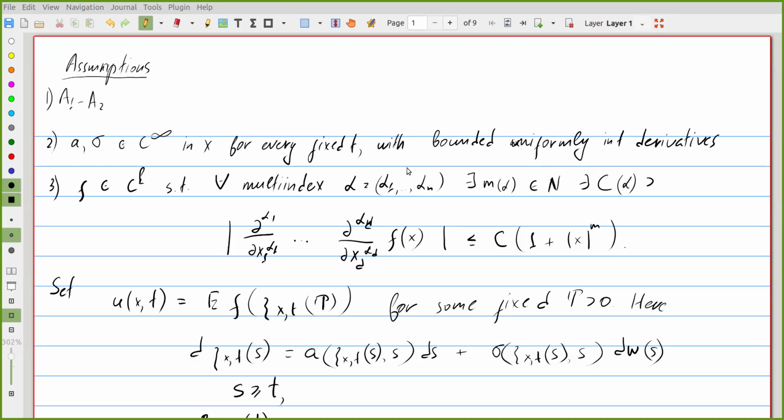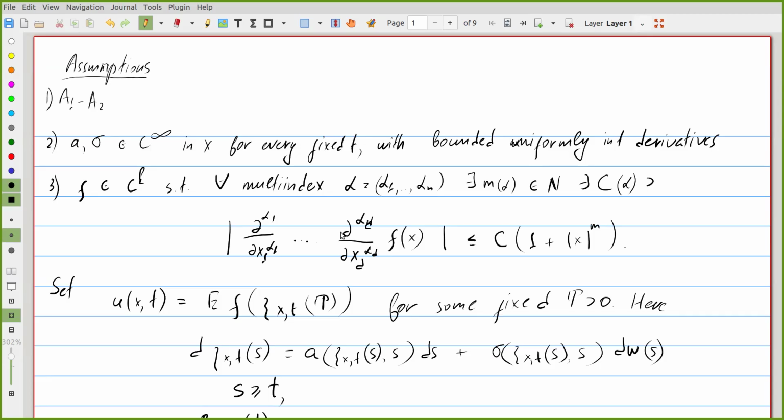Everything's okay. Good, thanks. Okay, so today we will be talking about properties of parabolic equations associated with SDEs and how to use them for numerical schemes. So assumptions that are going to be used through the whole lecture are as follows. We want our coefficients to be good, so Lipschitz continuous and of linear growth.